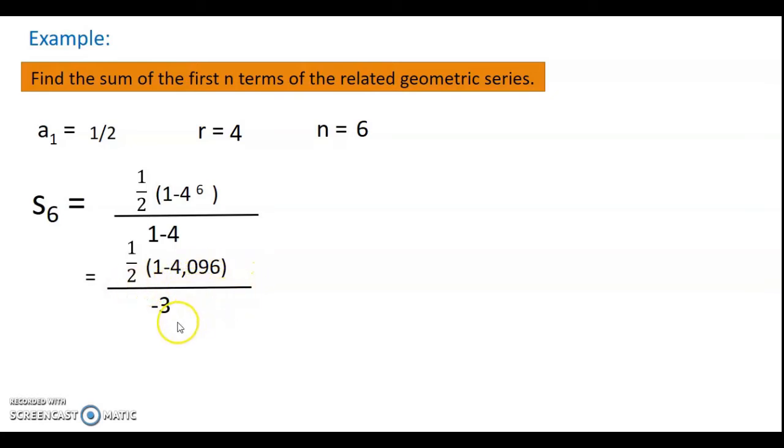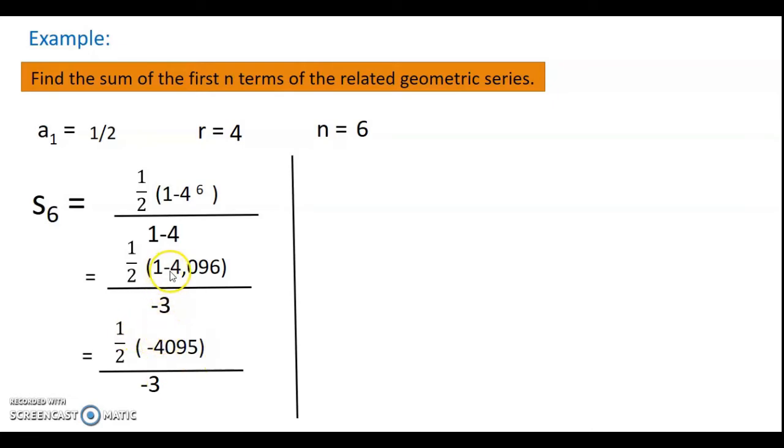4,096 over negative 3, because 1 minus 4 is negative 3. So 1/2 times 1 minus 4,096 is equal to negative 4,095 over negative 3. So let's multiply 1/2 by negative 4,095. If you remember, we have our previous video on how to multiply fractions.